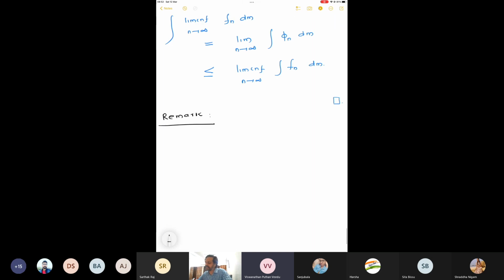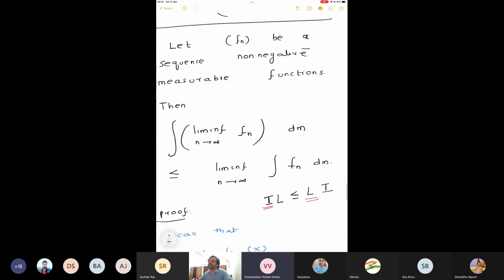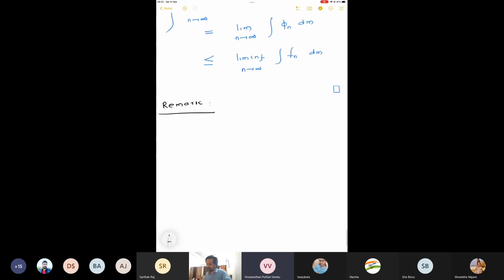Now let me supplement this Fatou's lemma with a remark. Remember, it is an inequality, not an equation. So I should say that there are examples where strict inequality happens. You cannot expect equality every time. That's why in the general statement I have put only less than or equal to. So now I will give you one example where the integral of lim inf is strictly less than the lim inf of the integral. Strict inequality can happen in Fatou's lemma.